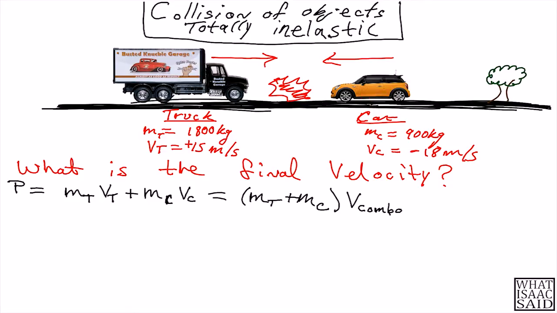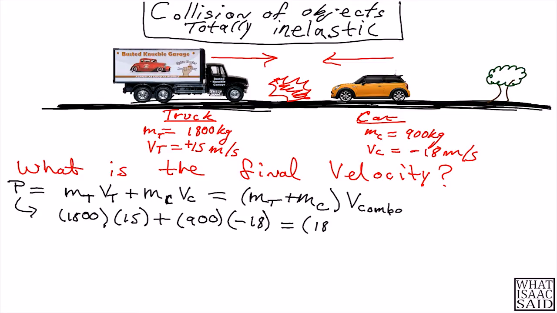So I'm going to put my numbers in, and all of this is going to equal the mass of my truck, which was 1800, and the velocity was 15 meters per second, plus the mass of the car, which was 900, and my velocity was minus 18. All of that is going to equal the masses added together, so 1800 from the truck plus 900 from the car, times the velocity combo. We're trying to find the velocity of both of them after they collide with each other.